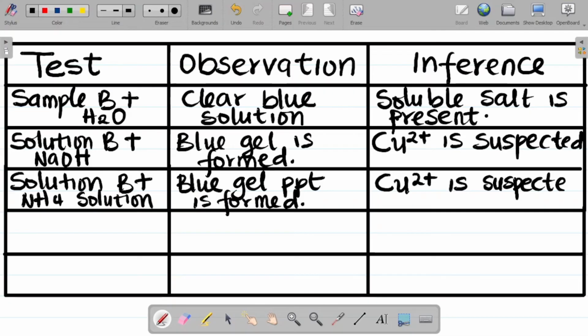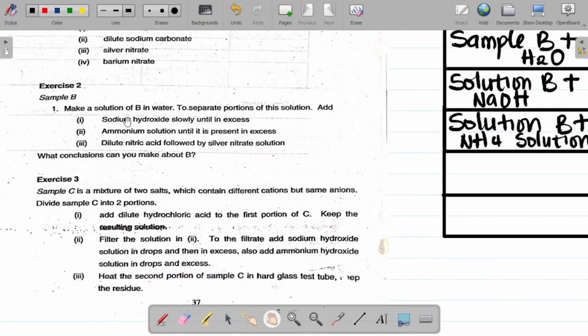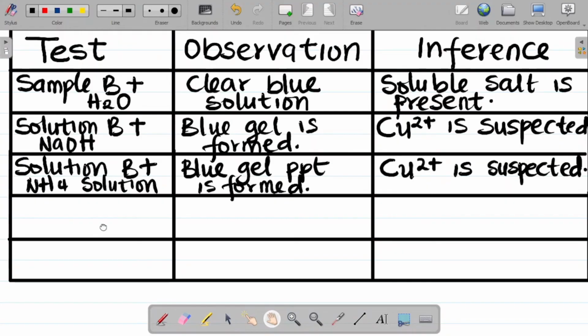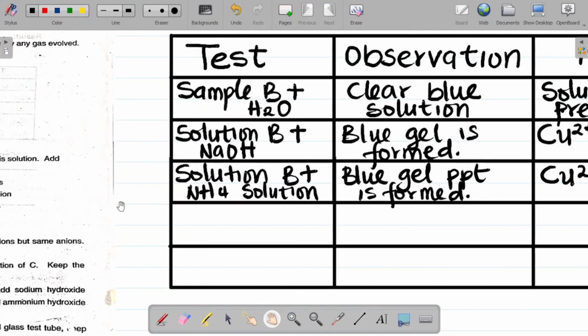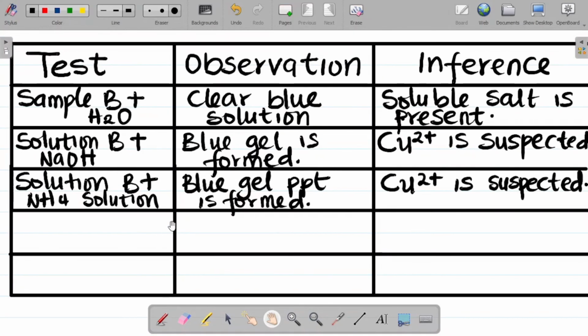Okay, so I have this. All right, so what's the next thing there? Let's look at the next task there. The next task is to take that same solution B, in a separate portion, and add dilute nitric acid. Now, nitric acid is simply HNO3. So it becomes the unused solution B, another portion of it, plus nitric acid.